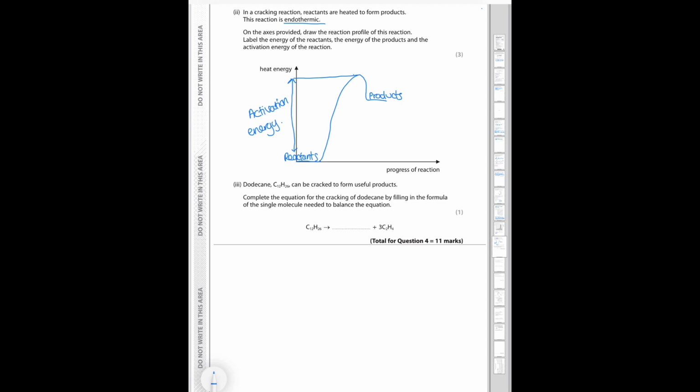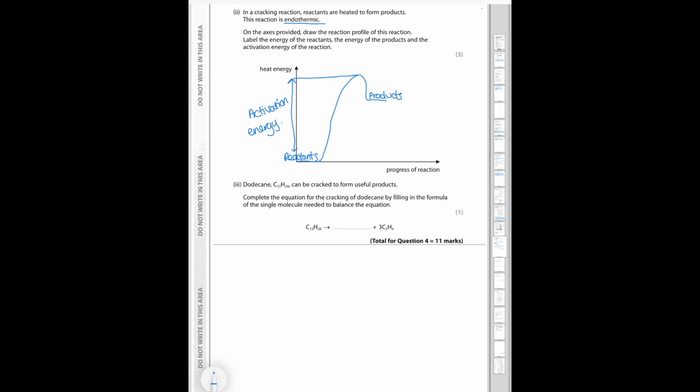Then for the next question, we are told that dodecane, C12H26, can be cracked to form useful products. Complete the equation for cracking of dodecane by filling in the formula of the single molecule needed to balance the equation. So we've got to remember that according to conservation of mass, however many atoms you start with is the same number of atoms that you end with.